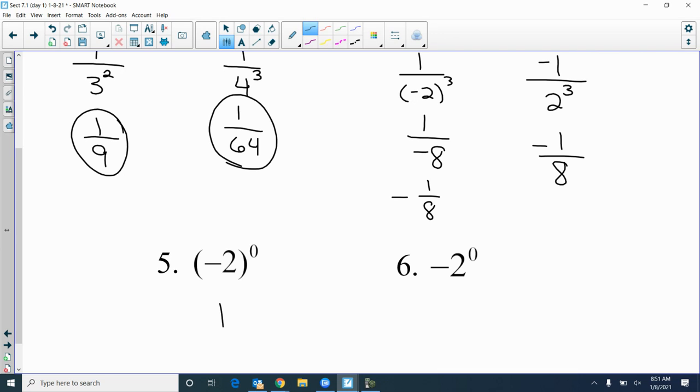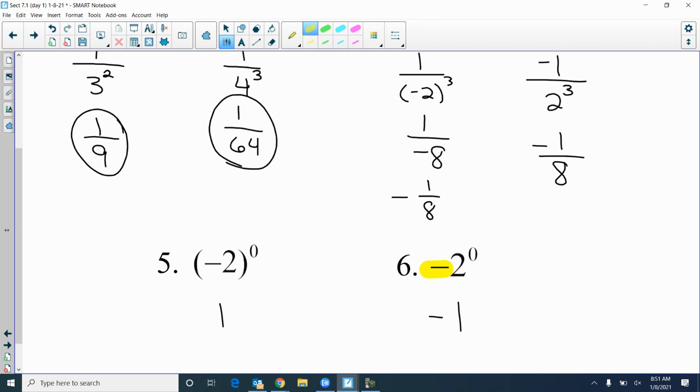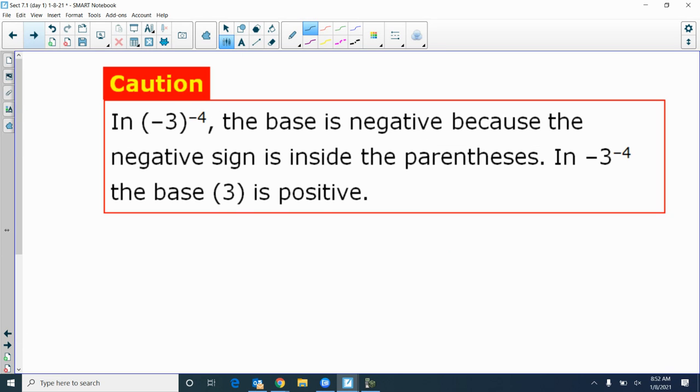What about 6 there? All right, this is a little bit of a curveball. Okay, the only thing to the power is the 2. The negative is not affected, so this is actually going to be -1. If it was in parentheses, then that whole thing becomes a 1. That negative is not affected, so it does not get applied to the power. All right, so those are just some quick cases there.